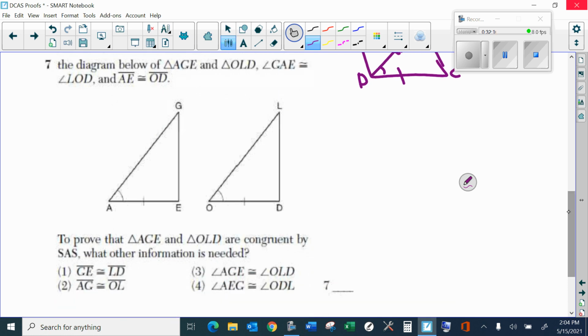All right, number 7. Angle GAE is congruent to angle LOD. Okay, they have that right there. AE is congruent to OD. Okay, to prove that the triangles are congruent by SAS. If it's going to be SAS, there's SA. The only other S there can be is that one right there for SAS. What other information is needed? You had this in one of our worksheets. To prove the triangles congruent, we add the other, what's the needed piece? So you have to know what SAS looks like. And so we need that right there. AG is congruent to OL.